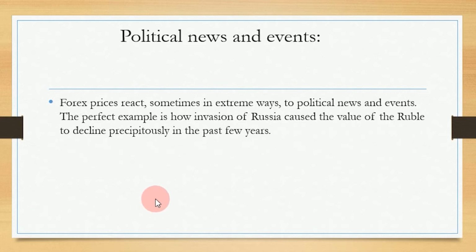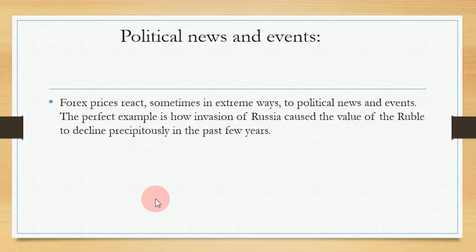The next one, political news and events. Forex prices react sometimes in extreme ways to political news and events. The perfect example is how the invasion of Russia caused the value of the ruble to decline precipitously in the past few years. Political news and unexpected events also have a major impact on the currency price. When a bad event happens in a country, for example, an earthquake or drought, its currency value will decrease.